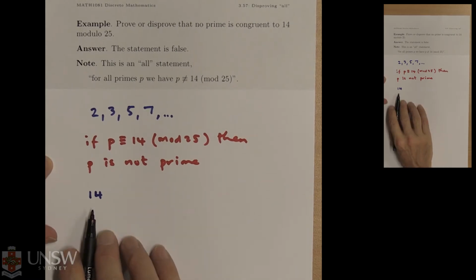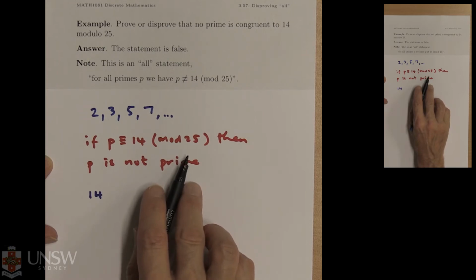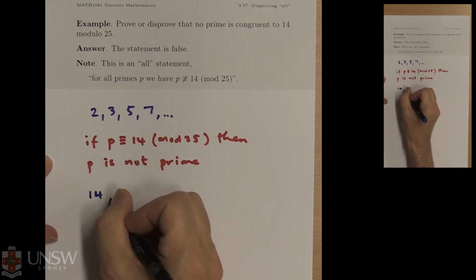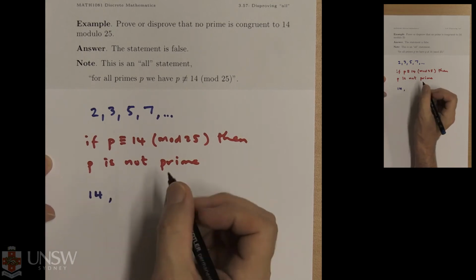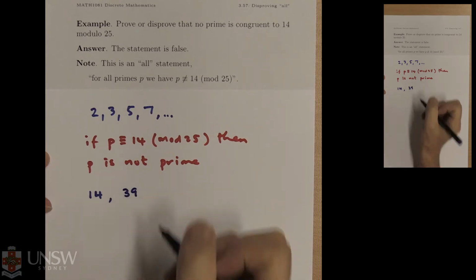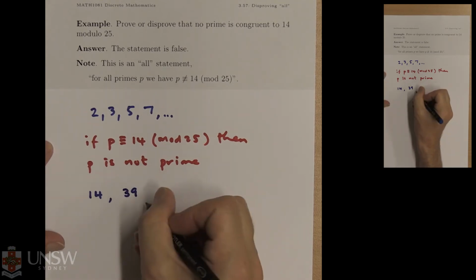Well, 14 is not. Now that, if you think carefully about the logic, does not answer the question, because that says if p is congruent to 14 mod 25, then p might be not prime. It doesn't say it's definitely not prime. So that's not conclusive so far. The next one we look at, 14 mod 25, is going to be 39. That's not prime. So it still doesn't answer the question. May as well try a bit more.